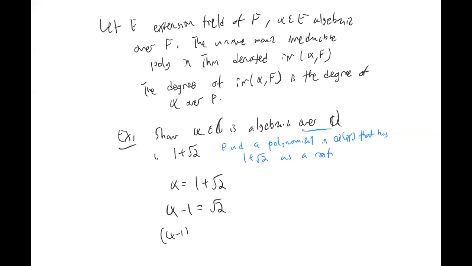So I get alpha minus 1 is root 2. So I square both sides. Now this is alpha squared minus 2 alpha plus 1 equals 2. Did I do this correctly? So alpha squared minus 2 alpha minus 1 is 0. So what is 1 plus root 2 a root of? What polynomial?